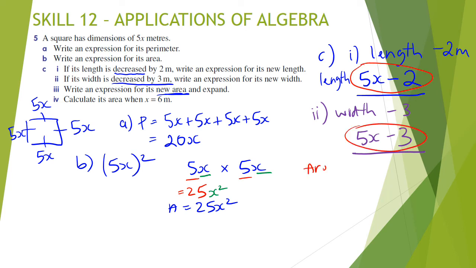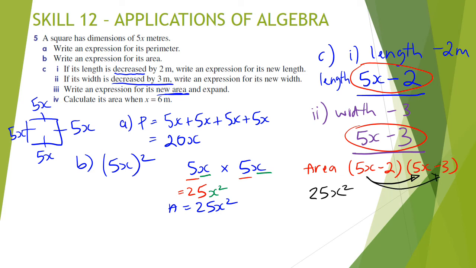So the area will be, we're multiplying length by width. So 5x take 2 multiplied by 5x take 3. So we're going to use FOIL for this because it's two sets of brackets. So 5x times 5x gives 25. 5 times 5 is 25. And x times x is x squared.